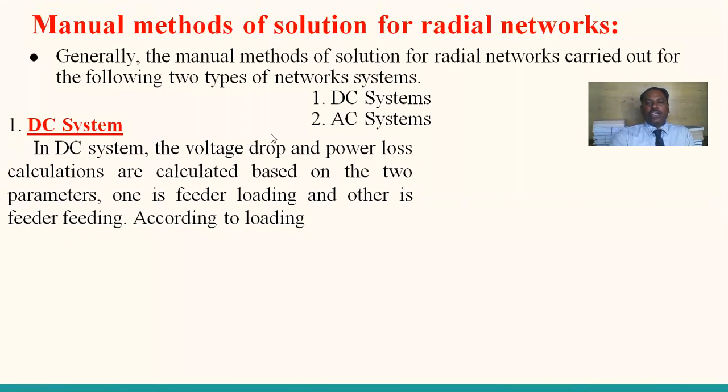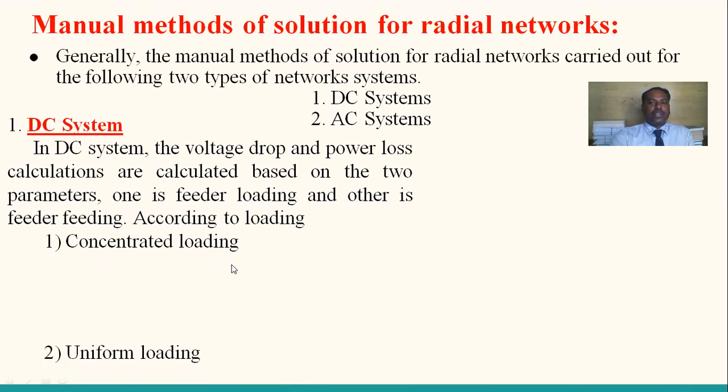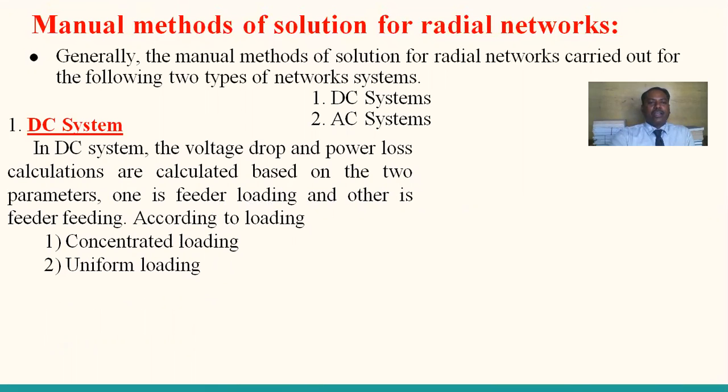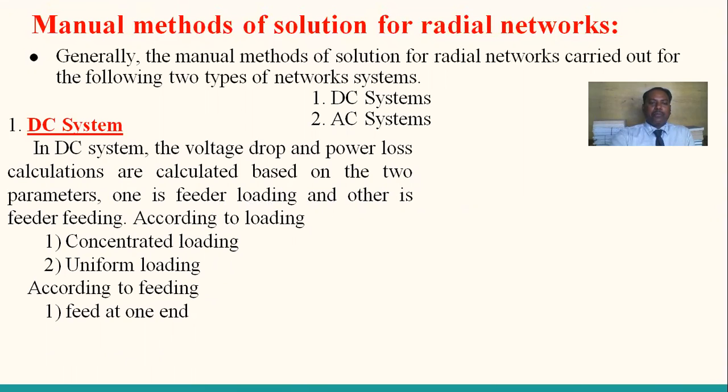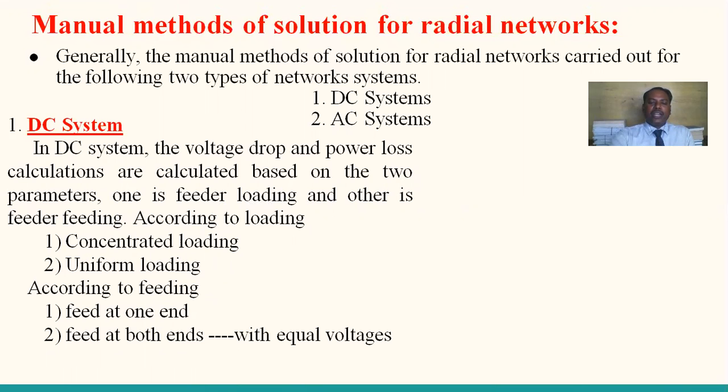In a DC system, voltage drop and power loss calculations are based on two parameters. Already we know, one is based upon feeder loading and the other is based upon feeder feeding. According to loading, the first one is concentrated loading and the second one is uniform loading. According to feeding, it is feeding at one end or feeding at both ends. Feeding at both ends may be with equal voltages or with unequal voltages.